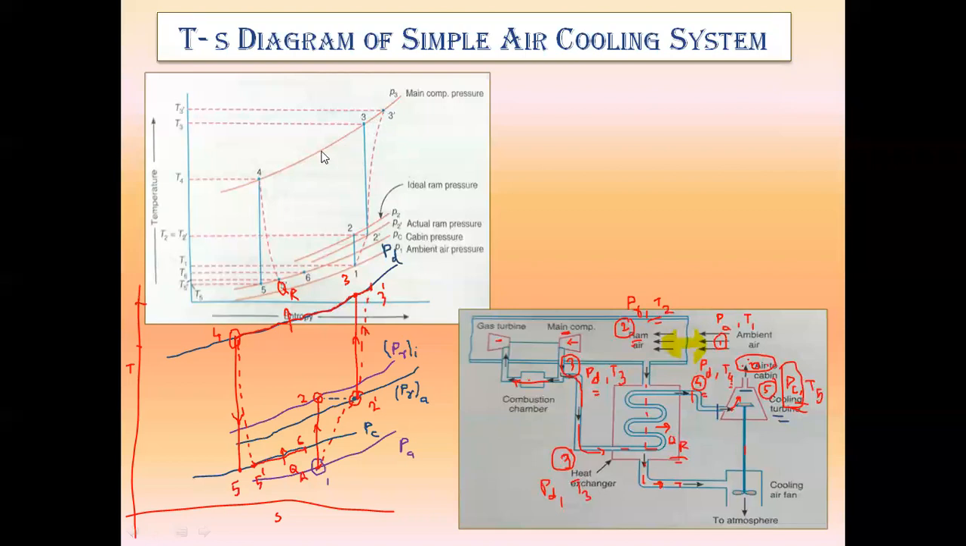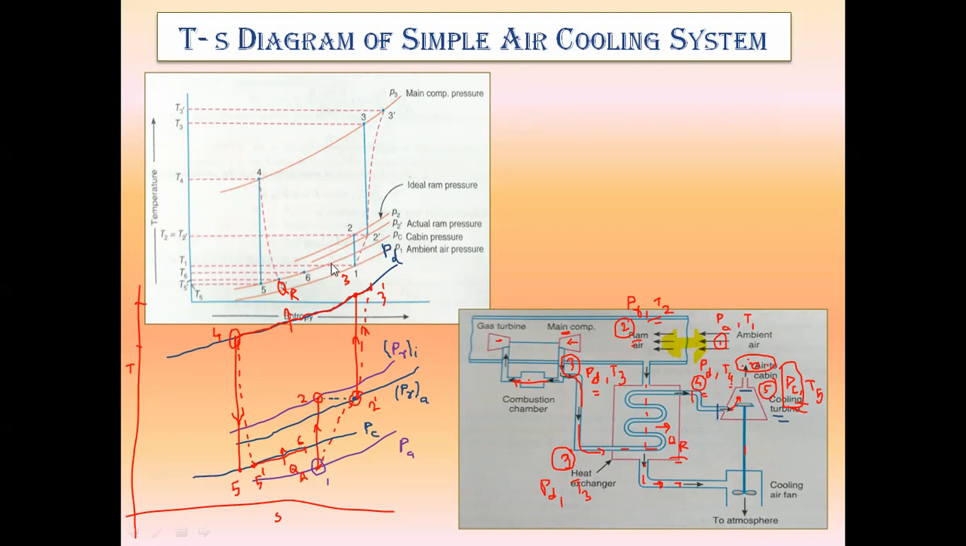So 3 dash to 4. This is the 3 dash to 4 process. This will occur at a constant pressure, and this is nothing but constant pressure heat rejection inside the heat exchanger. Then the 4 to 5 process will occur inside the cooling turbine.